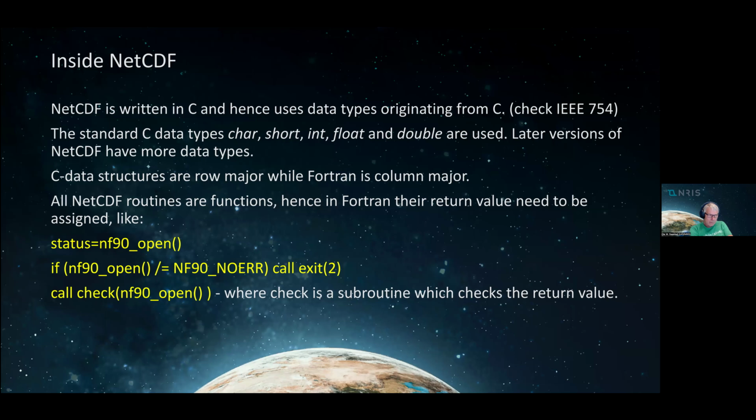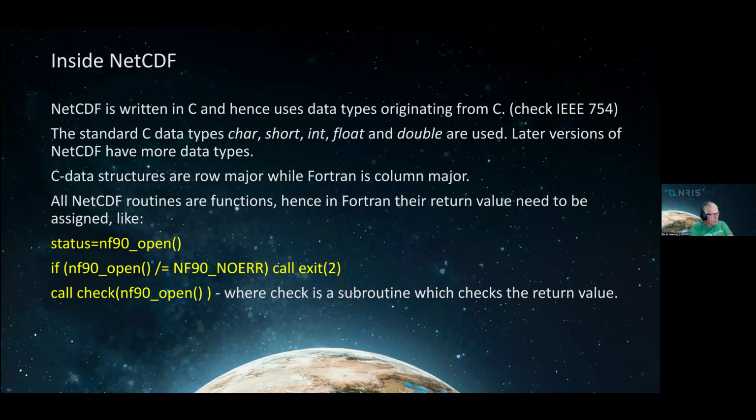In Fortran, the numbers are strictly more typed, but you will find them in Fortran too, under different names. C data structures are row major, while Fortran is column major, which has implications when you program. And you all know that the first index in Fortran is the fastest moving, so your innermost loop should be on the first index.